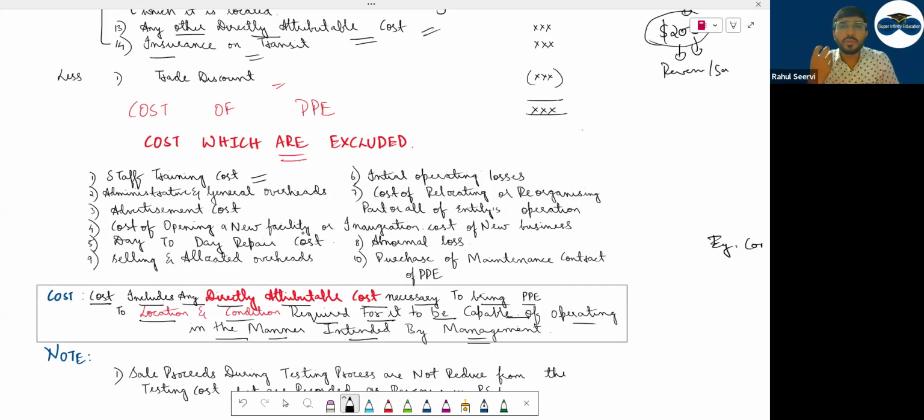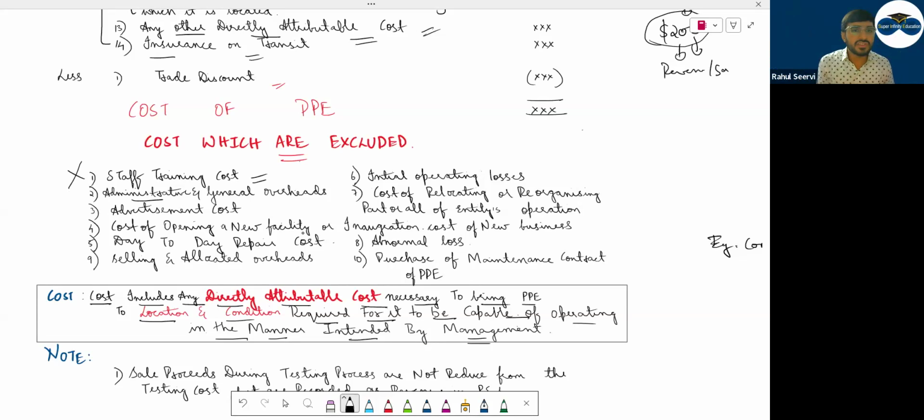PP, if PP is a human being, PP will say that this is not my headache. When you purchased me, you did not consider this point. It's your headache, the headache of the company. You have purchased me. I am ready for my use. If you don't know how to use it, it's not my mistake. So that is the reason staff training cost you will not include.